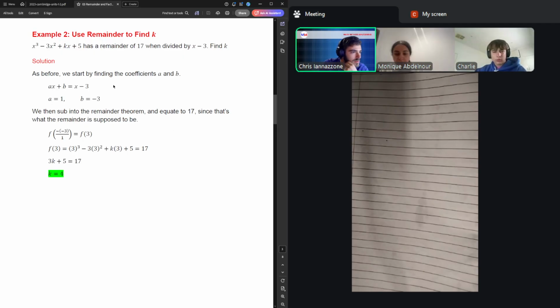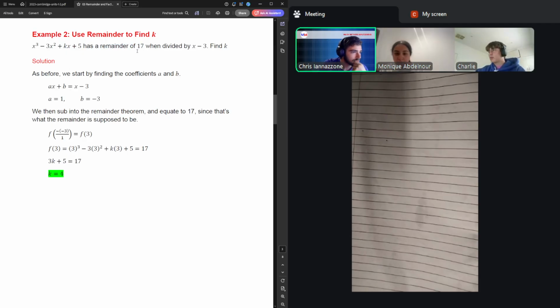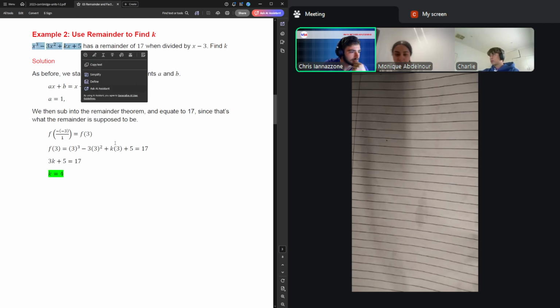So what do we do from there? Well, again, it's just going to be remainder theorem related stuff. So figure out what your a and b are. In this case, a is going to be 1 and b is going to be negative 3. And we're going to sub that into our f of x.